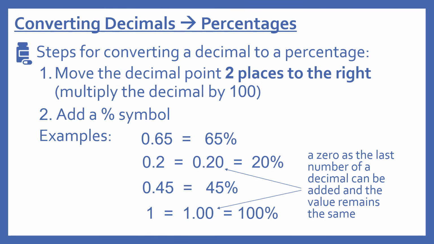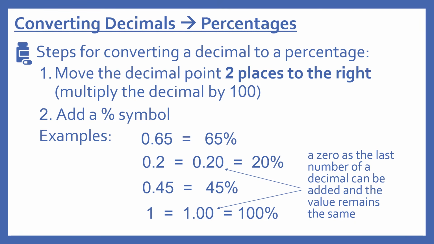Okay, now we'll look a little more at converting decimals to percentages. I briefly touched on that with our chart, but we'll just look at a little more detail here. So for converting a decimal to a percentage, we're going to move the decimal point 2 places to the right. So basically what we're doing here is we're multiplying the decimal by 100. And then we'll add a percent symbol. So for example, 0.65 would be 65%.